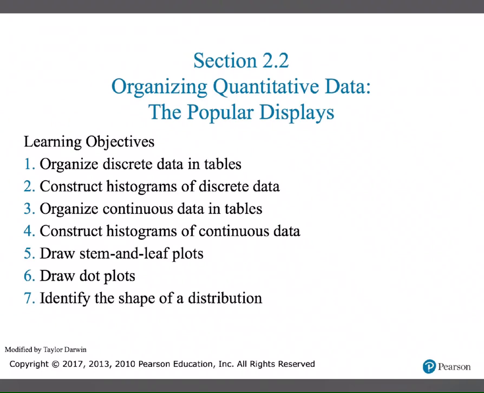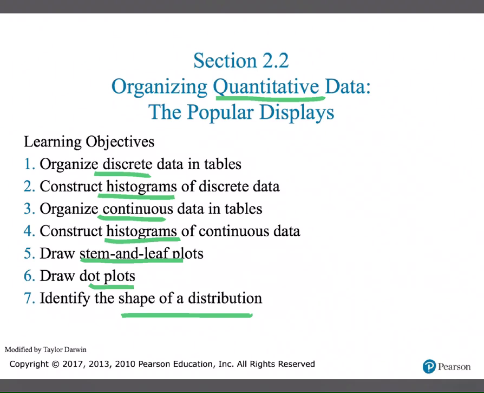Okay, so 2.1 was all about organizing qualitative data, and 2.2 is all about organizing quantitative data. So here's what we're going to do. We're going to organize discrete data, construct histograms of discrete data, organize continuous data, and histograms of continuous data. Then we're going to learn how to do a stem and leaf and a dot plot. And then we're going to talk about shapes of what graphs could produce, the different shapes.